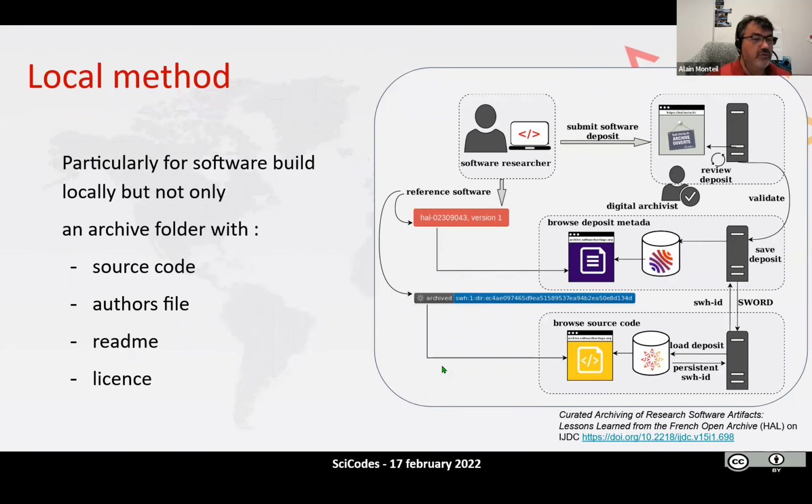The first method to archive and to make a citation for your software source code, we call it the local method, because the researcher makes a zip archive folder, and with this zip folder, he deposits it on HAL like a paper, like a PDF paper. Then after the moderation control, the source code is archived by Software Heritage, and the metadata is available on HAL.